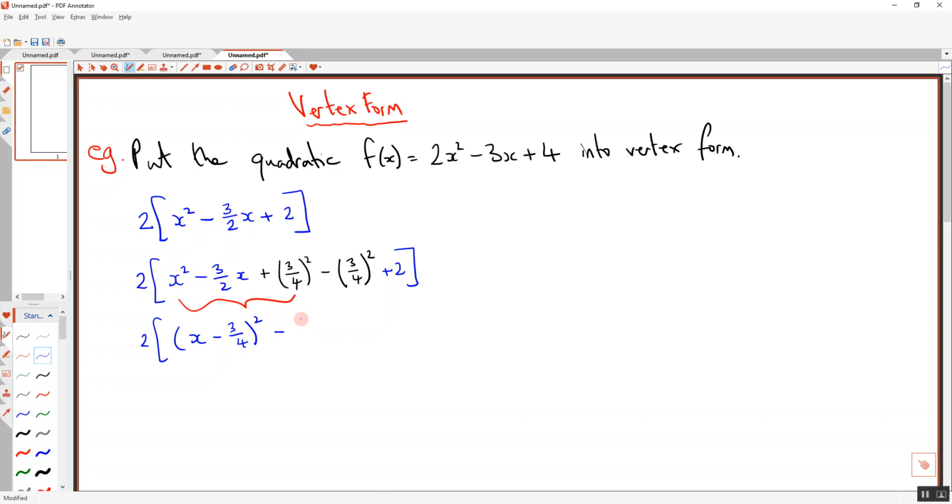Then I've got subtract 9 over 16, and let's make this so it's over 16 as well. So what number has to go on top to make it, what over 16 equals 2? 32. 32 over 16 is 2. So I get x minus 3 over 4. Minus 9 plus 32.